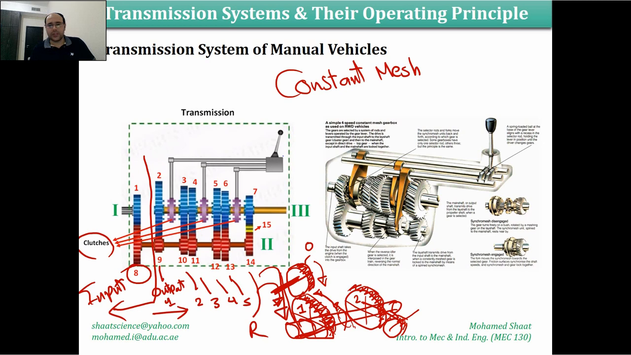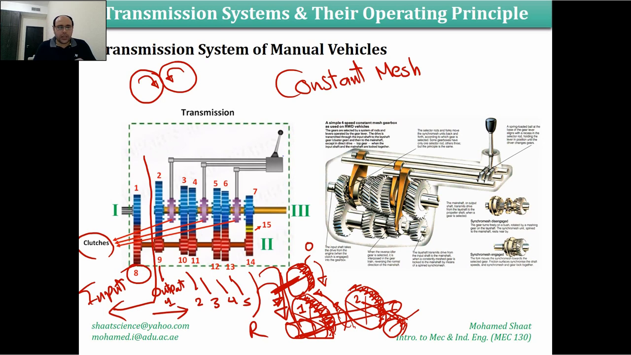Why would you have three? The reverse works based on this concept. Something that you should understand is that any two gears meshed together should be rotating in two opposite directions. If this one rotates clockwise, the other one is going to rotate counterclockwise. Any two gears meshed together, one is gonna push the other one, one is driver, the second is gonna be driven, both are rotating in two opposite directions.